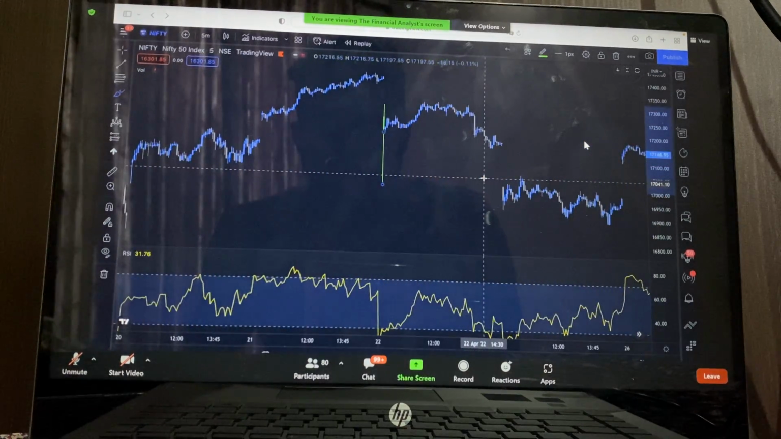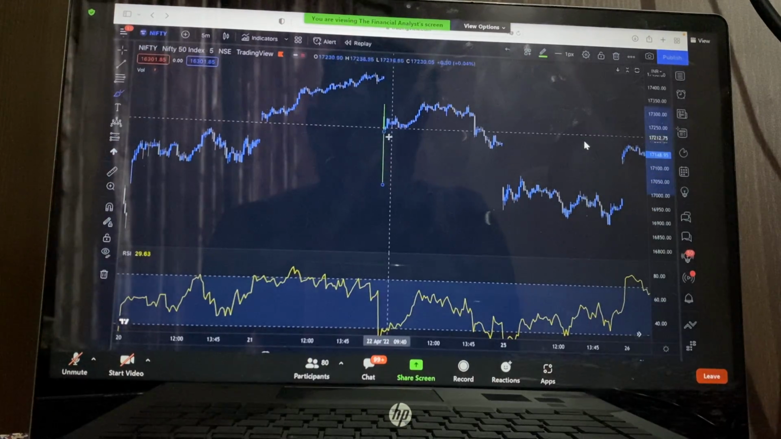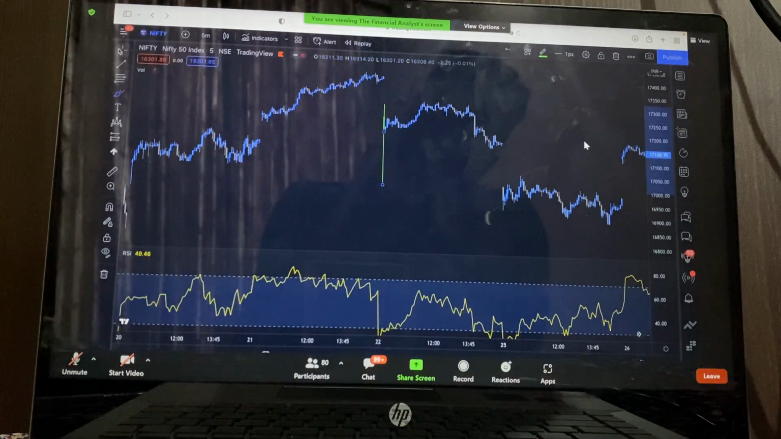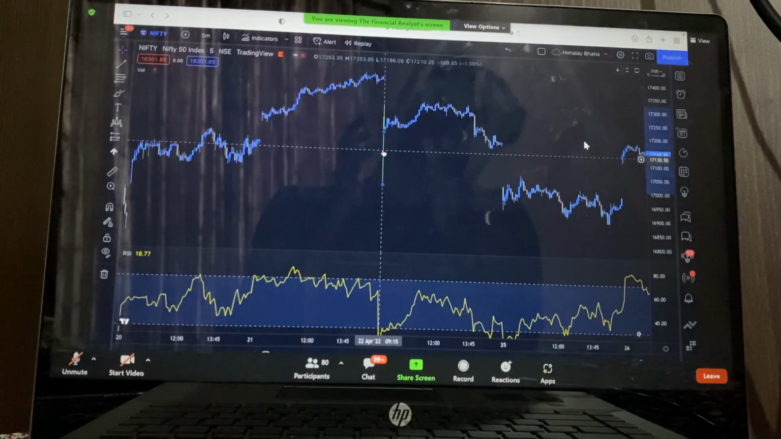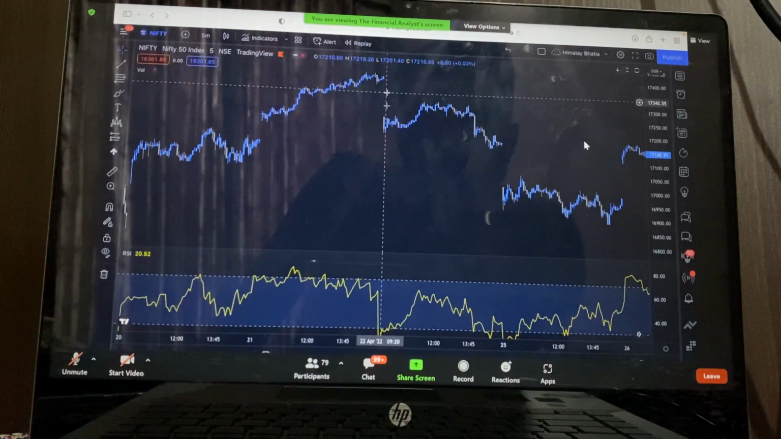Okay, it is a common gap, but it is not exactly a breakaway gap over here. This is a common gap only.